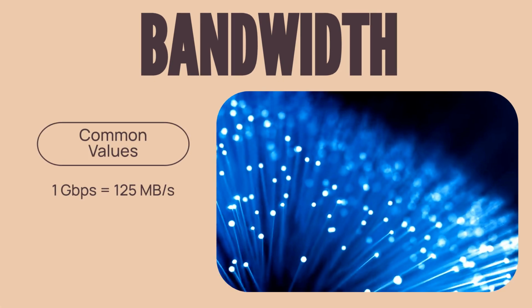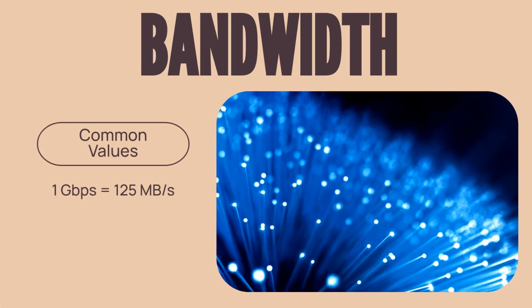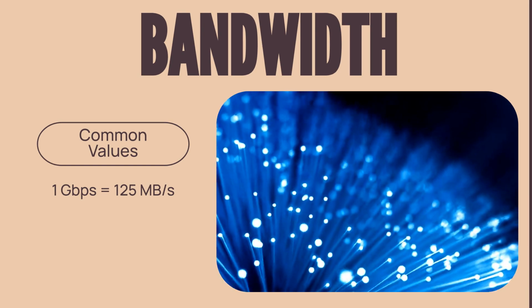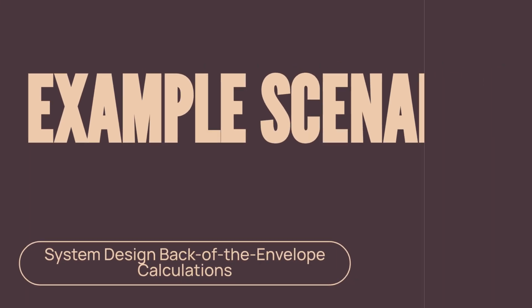A useful conversion: 1 gigabit per second is about 125 megabytes per second. This helps you calculate how long it takes to transfer your estimated data size. Now let's put these concepts to the test with a small example.